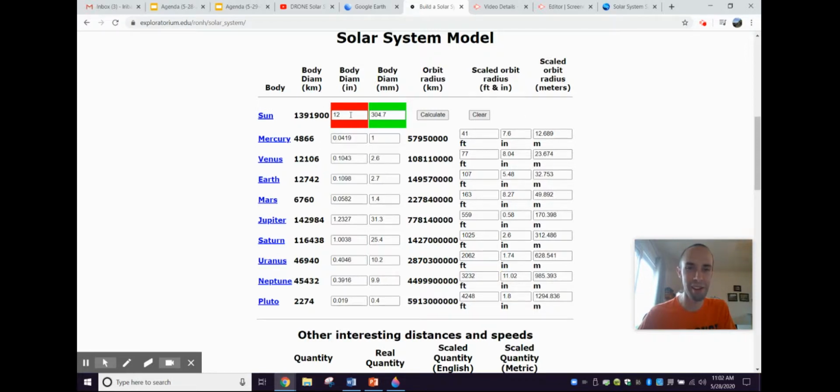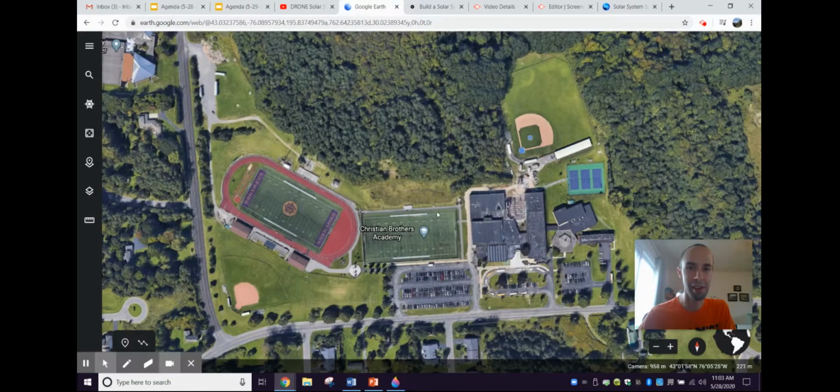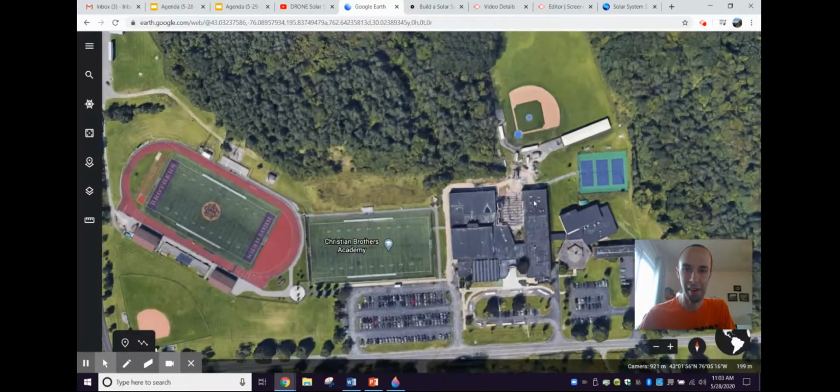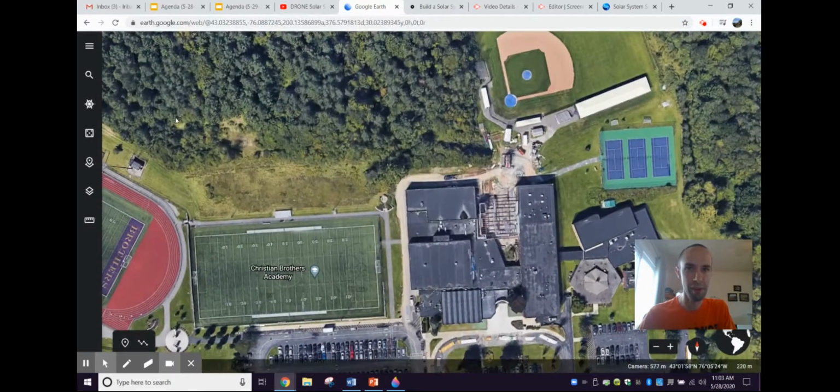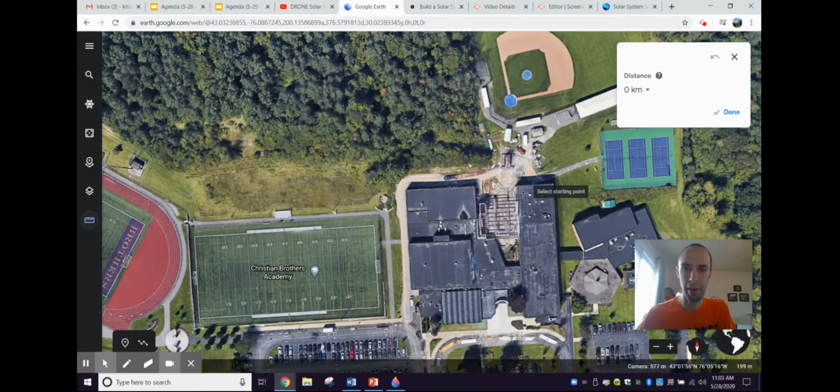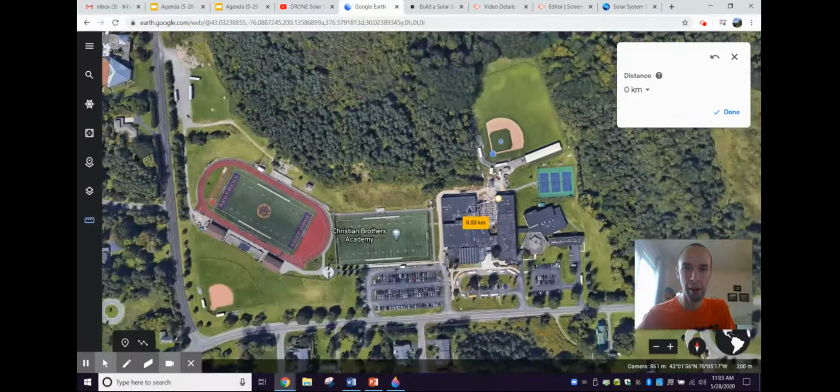Well, let's make our sun 12 inches, and let's start with Google Earth. I'll put the link in. There's this little ruler down here, okay? And you can put this on your house or whatever, just zoom into your house and find it. I'm going to put it on the classroom of CBA, my Earth Science classroom. I'm going to click there, and bring this out.